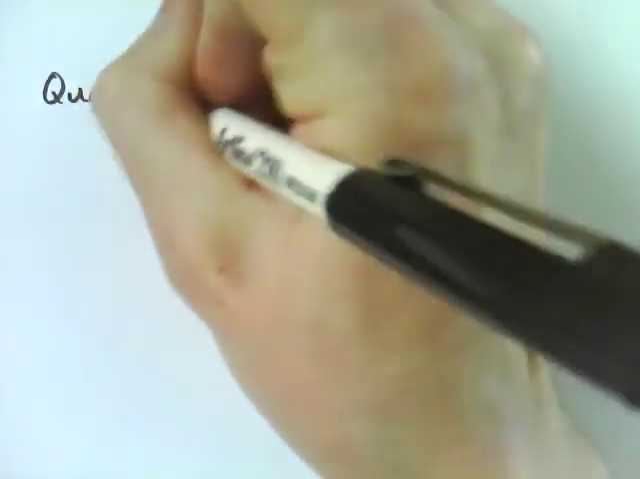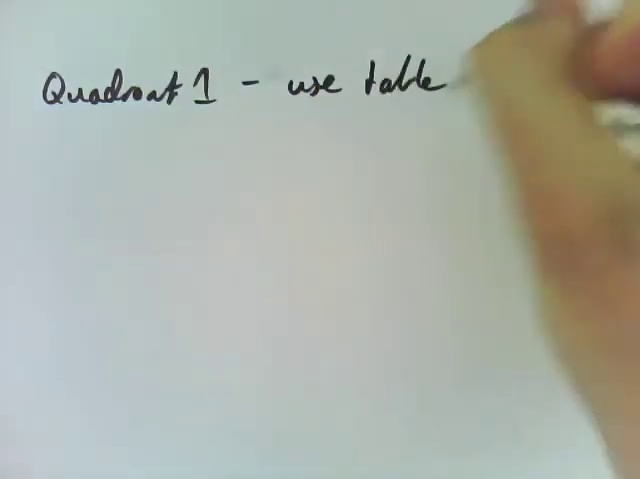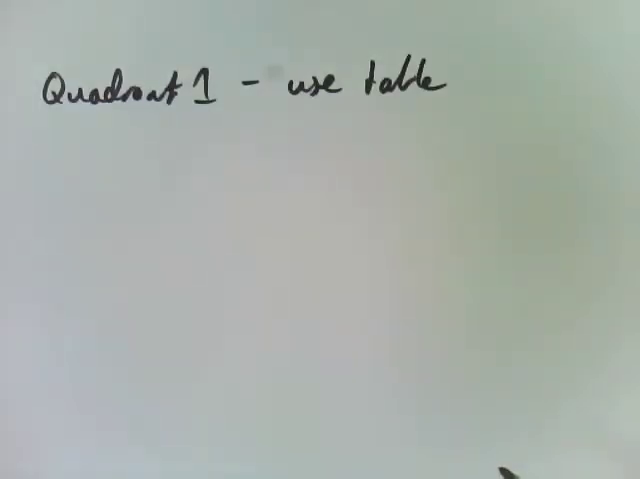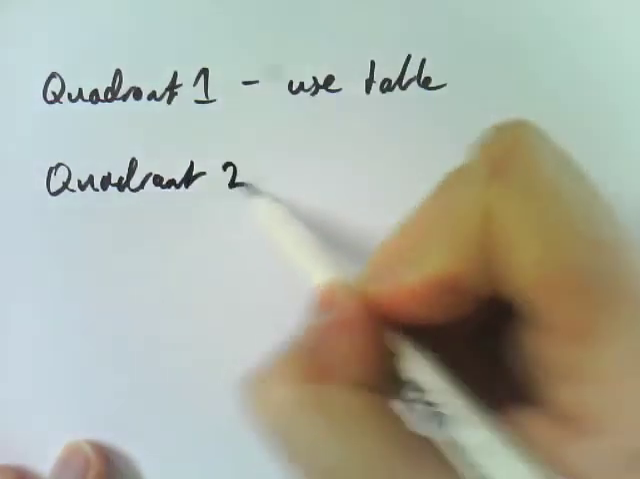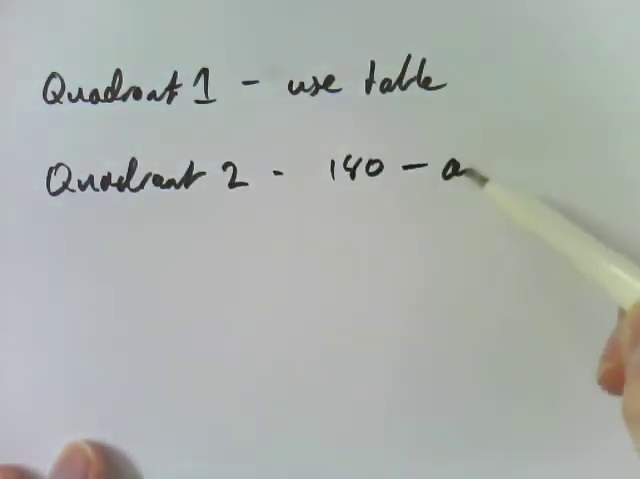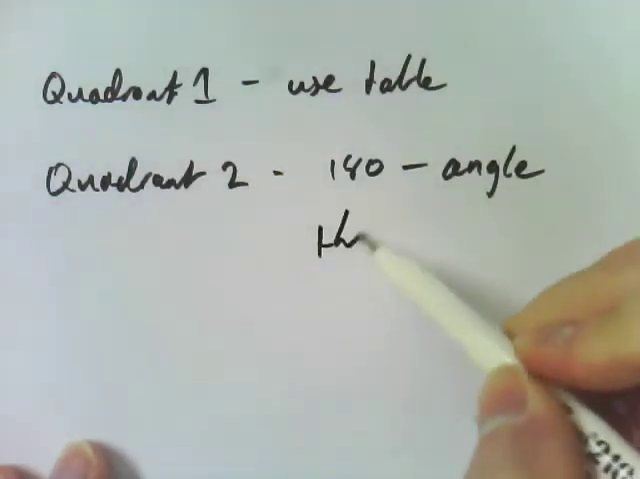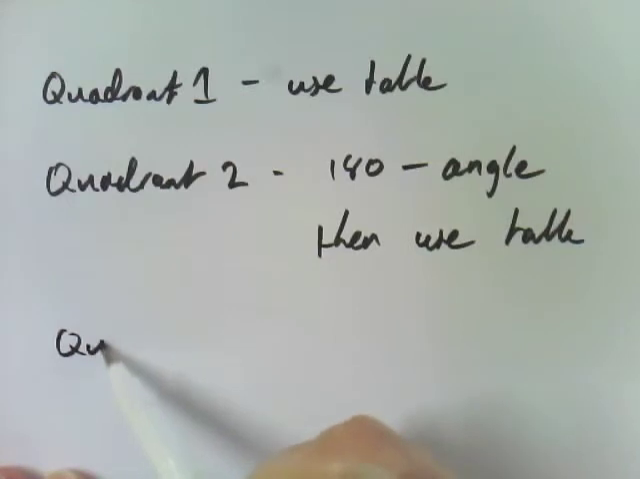So quadrant 1, use table. Okay, simple as that. Just use the exact values table for quadrant 1. Okay, for quadrant 2, you need to work out 180 minus the angle, then use table. Okay, and we'll do some practice of this.